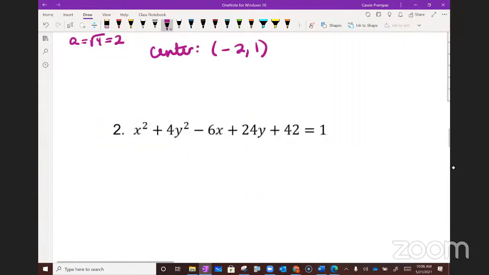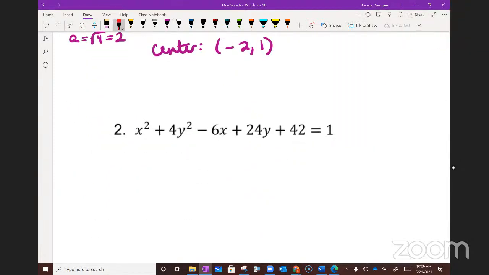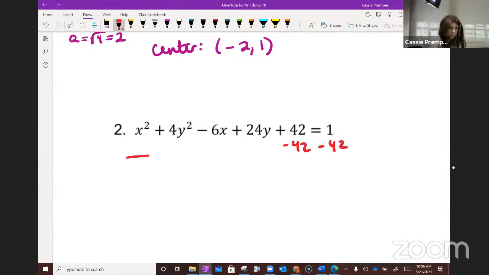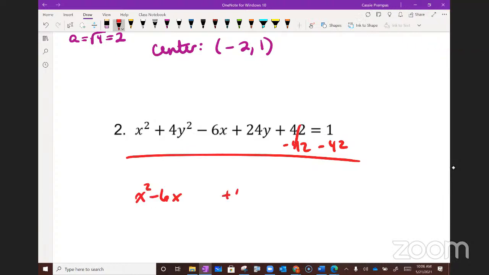The first thing you would need to do is subtract 42 from both sides. Nice. And then you're going to group the x's together and the y's, right? Yeah. So that'd be x squared minus 6x plus, well, then you'd put the space in between for the addition. So then plus 4y squared plus 24y equals -41.